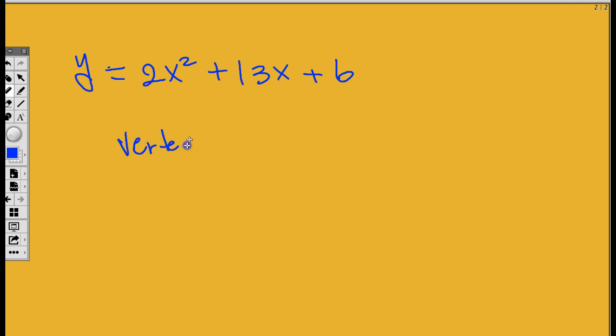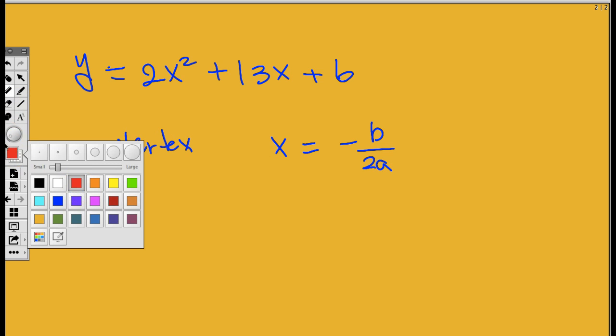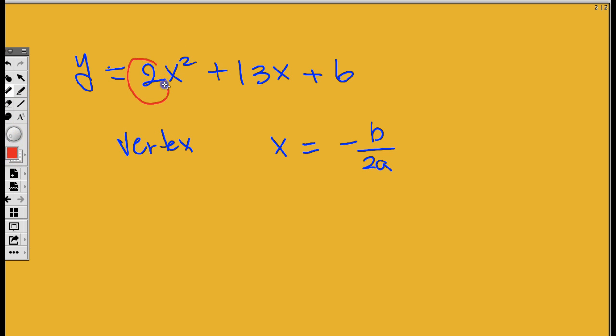To find the vertex, remember what we did? To find the axis of symmetry, the formula was x equals negative b over 2a. And so we have to all first know what our a, b, and c are. And that is not that difficult. The number 2 is a, 13 is b, and 6 is c. And we all know that c is the y-intercept. Okay, so now let's go ahead and plug it in.